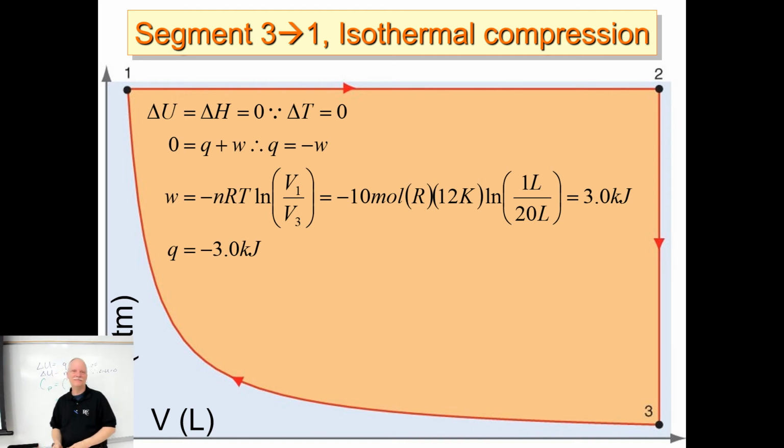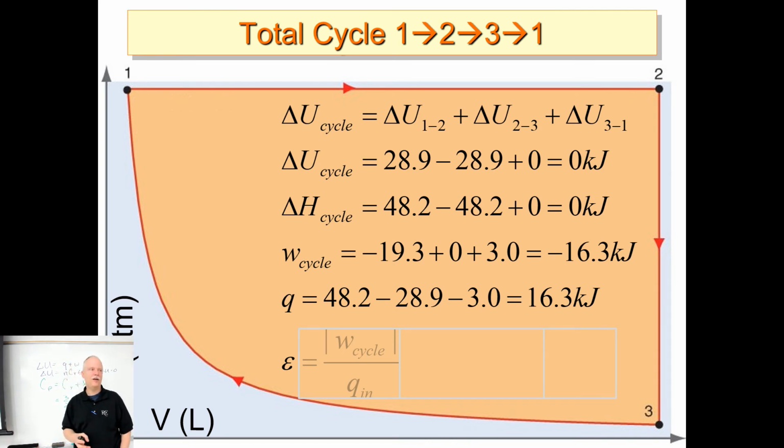Yeah. So, okay. This is segment 3 back to 1, and we've reset the system. So we have all 3 segments calculated, and now let's put them all together. Let's look at the total circuit. For the whole cycle, delta U is delta U for 1 to 2, 2 to 3, and 3 to 1. We had 28.9 kilojoules, negative 28.9 kilojoules, and then 0 for that third leg. So we get 0 change in internal energy for the cycle, 0 kilojoules. And delta H, 0 kilojoules.